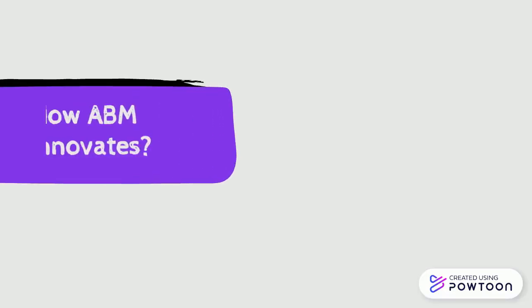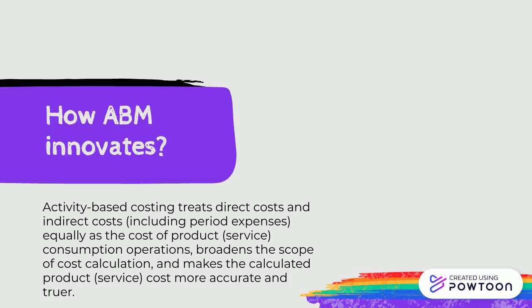Activity-based costing treats direct costs and indirect costs, including period expenses, equally as the cost of the product or service's consumption of operations. It broadens the scope of cost calculation and makes the calculated product or service cost more accurate and truer.